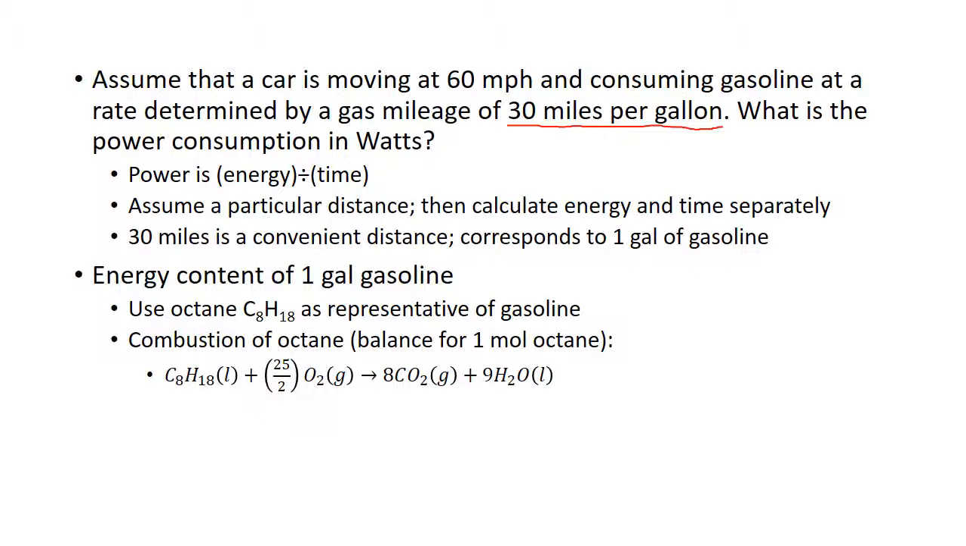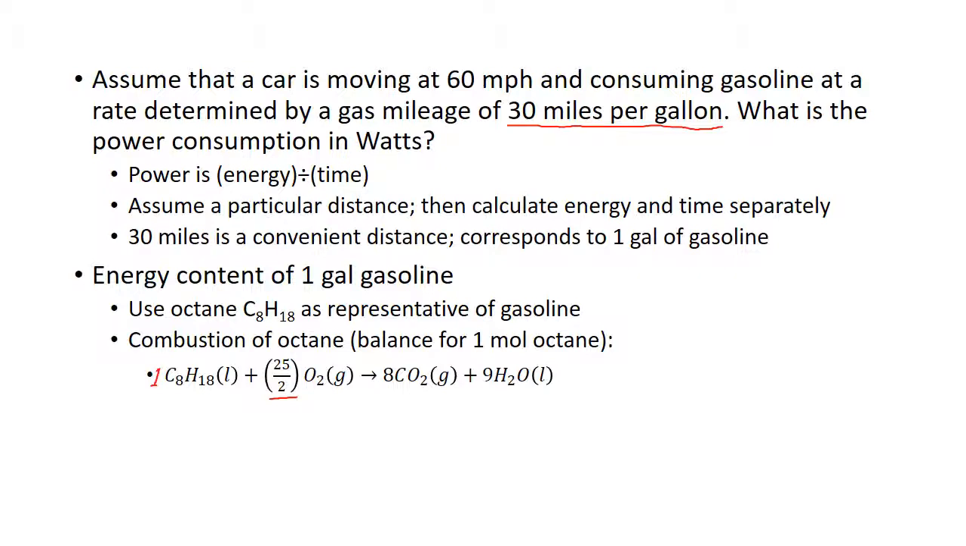Here's an equation for the combustion of octane. Again, combustion involves a reaction with O2 to produce CO2 and water. Now notice how we balance this. We use a fractional coefficient in front of the oxygen, 25 halves or 12 and a half. We didn't do that before, but it's pretty common with combustion reactions. The reason is that the heat we get for this reaction then corresponds to exactly 1 mole of the thing we're burning.